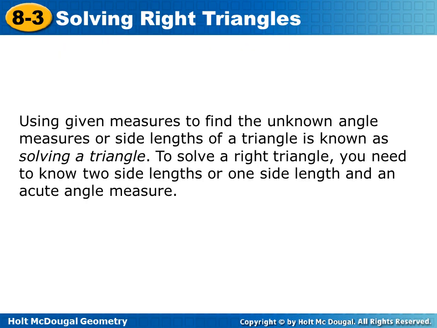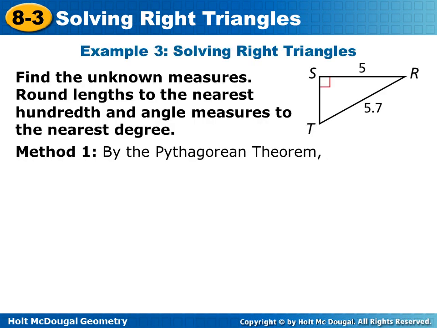Using given measures to find the unknown angle measures or side lengths of a triangle is known as solving a triangle. To solve a right triangle, you need to know two side lengths or one side length and an angle. To find the unknown measure, we want to round lengths to the nearest hundredth and angle measures to the nearest degree. If we want to use the Pythagorean theorem, we could say RT squared equals RS squared plus ST squared, which is c squared equals a squared plus b squared.